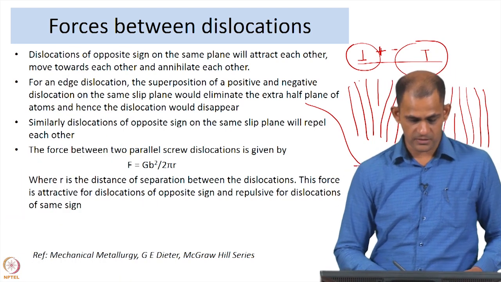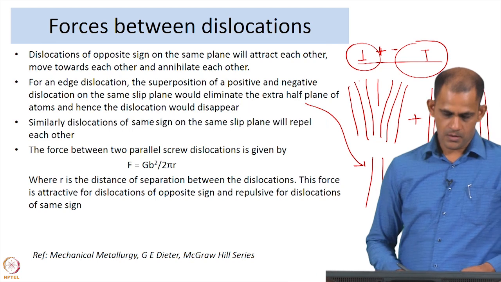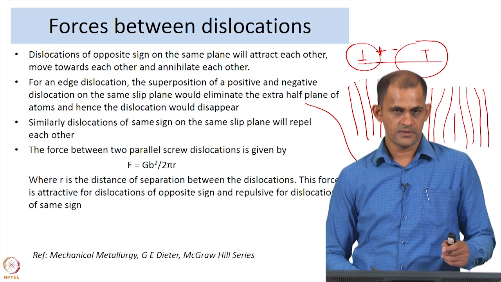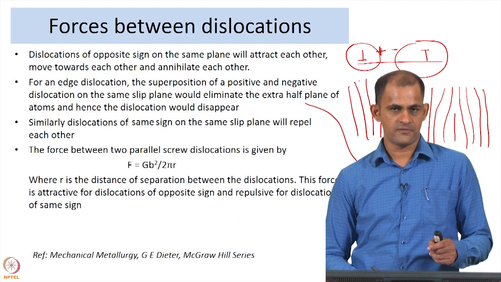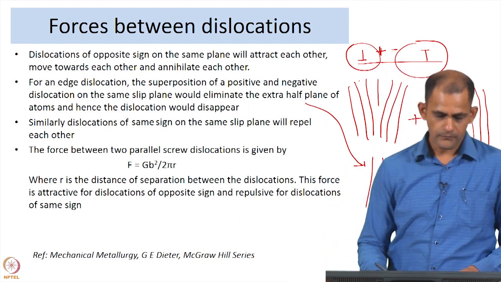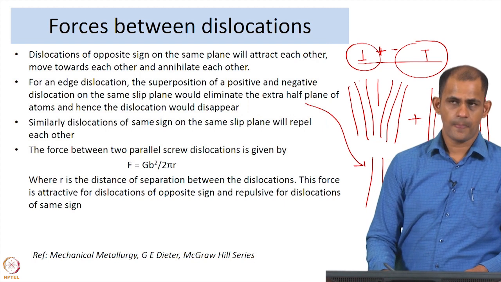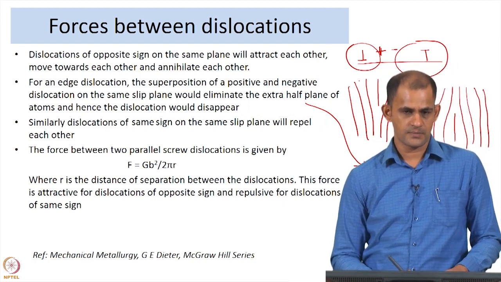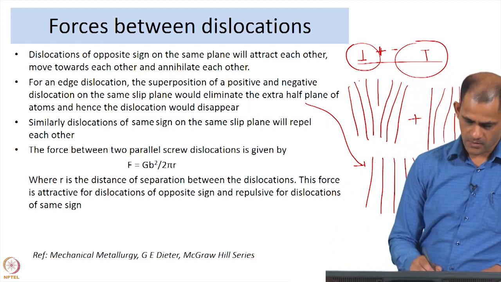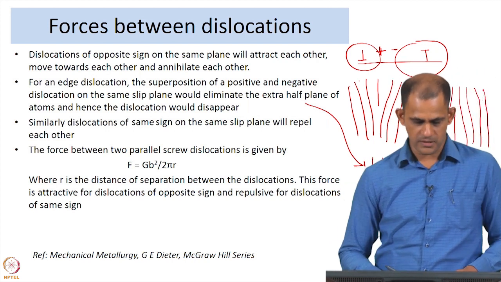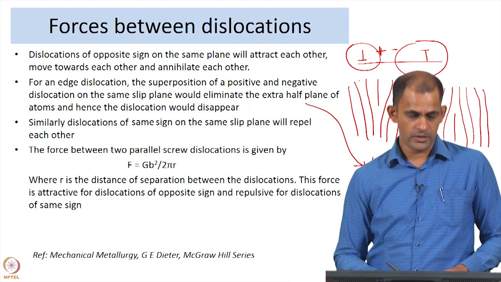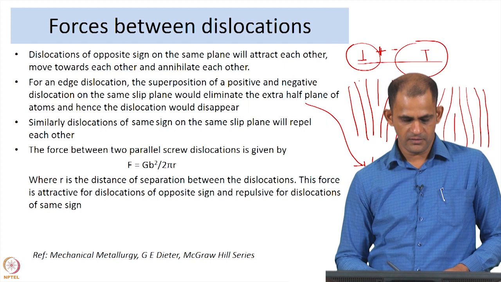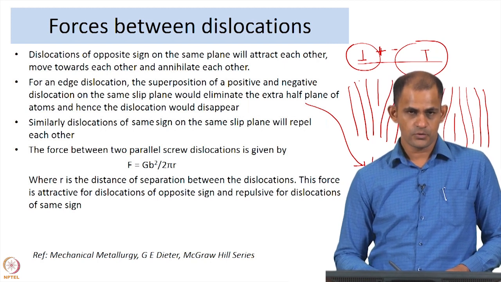Dislocations of same sign on the same slip plane will repel each other. So, dislocations of opposite sign attract, whereas dislocations of same sign on the same slip plane will repel each other. And the force between two parallel screw dislocations is given by the following relation. So, we are talking about repulsion between dislocations. If you look at the force between two parallel screw dislocations, that would be given by the following relation: Gb square by 2 pi r.